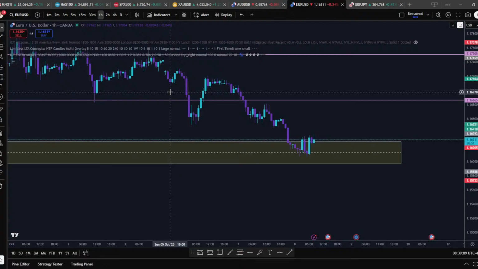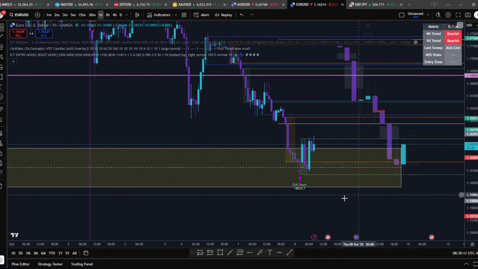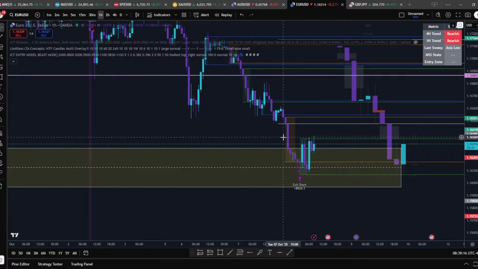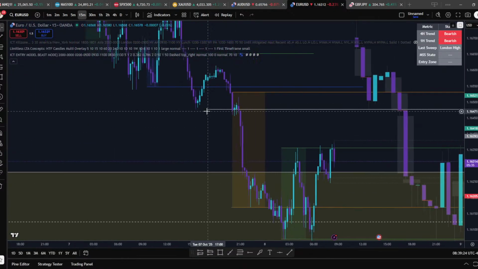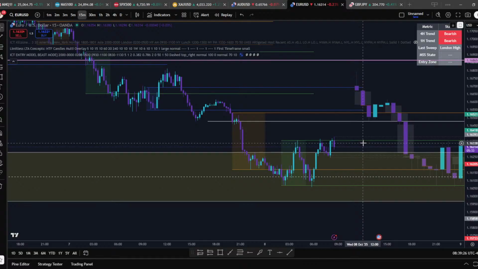We go to the hourly. We know we're delivering or testing from a 4 hour. We're now seeing an hourly fair value gap being tested, and we'll see what happens from there. 15 minutes. We've taken Asia lows. We've retested the London lows inside a 4 hour fair value gap. We then shot up, inversing this fair value gap and this one. Small market structure shift.